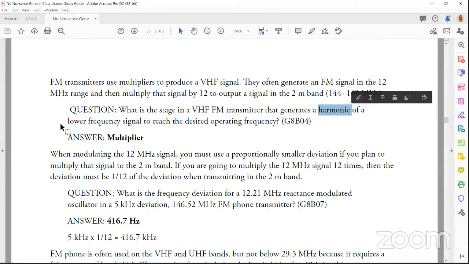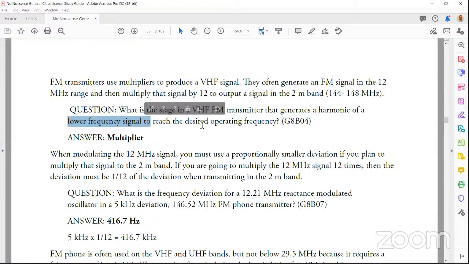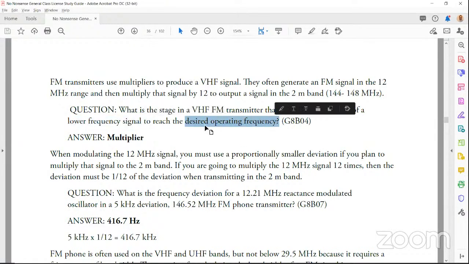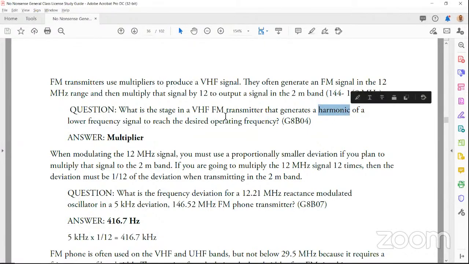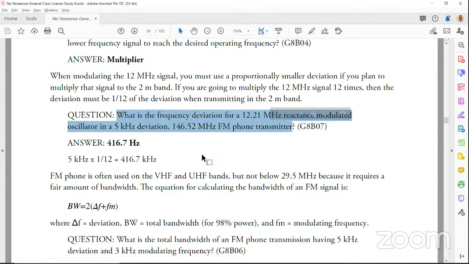So of a lower frequency signal to reach the desired operating frequency. So that's the other clue. We're taking a low frequency and we're trying to multiply it to get to a higher operating frequency. So because they tell us it's an FM signal, it's the harmonic they're asking us about, low frequency reaching a higher frequency by multiplication. The answer to that question is the multiplier stage does that for us. All right, next question in the question pool.